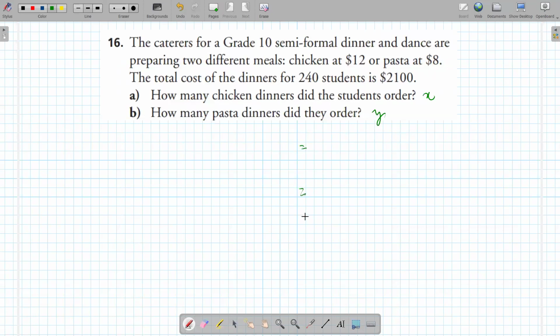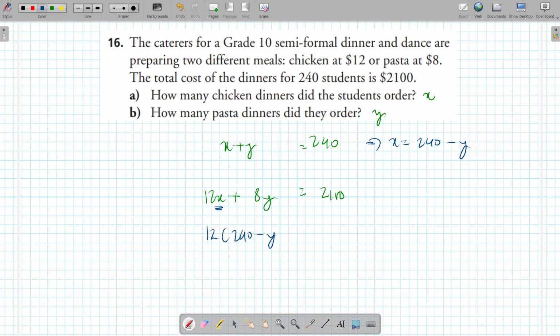What are our two equations? The first one is x plus y equals 240. What's the second one? 12x plus 8y equals 2100. That's the cost equation, right? This one's obviously a substitution equation. It's a substitution if any of the coefficients are 1, and then you solve for the variable that has a 1 in front. So here it doesn't matter if you solve for x or y. So x is 240 minus y. So it's going to be 12 times 240 minus y plus 8y. That's going to be 2100.